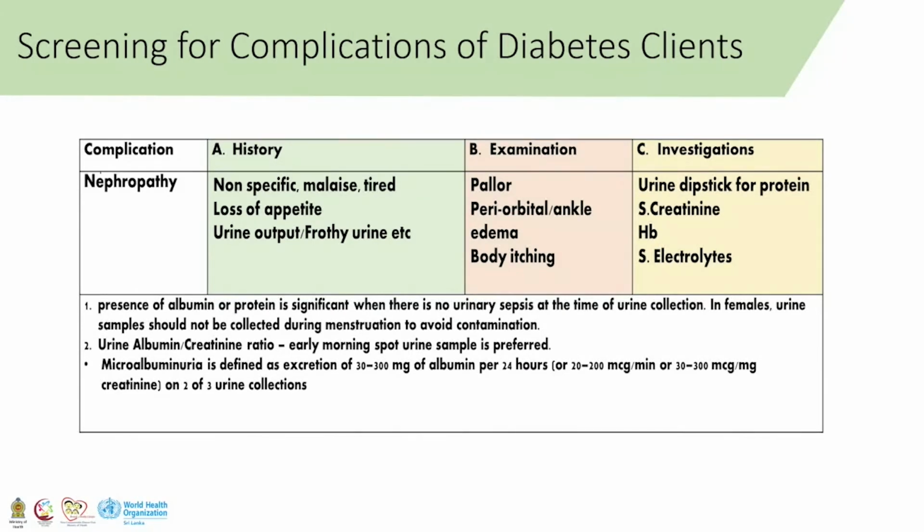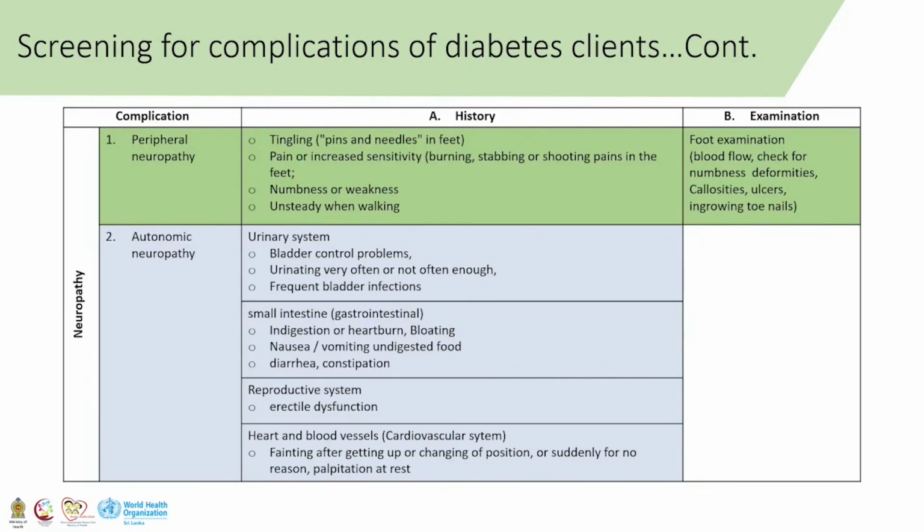The presence of albumin or protein is significant when there is no urinary sepsis at the time of urine collection. In females, urine samples should not be collected during menstruation to avoid contamination. Urine albumin creatinine ratio, early morning spot urine sample, is preferred. Microalbuminuria is defined as the excretion of 30 to 300 milligrams of albumin per 24 hours on 2 of 3 urine collections.